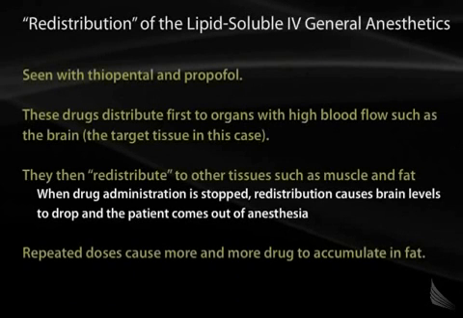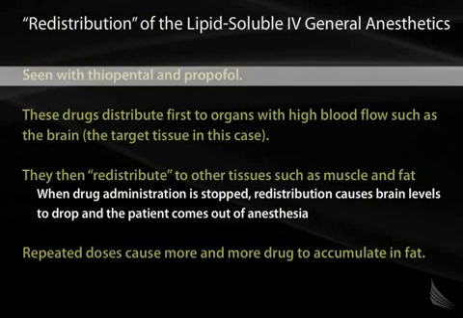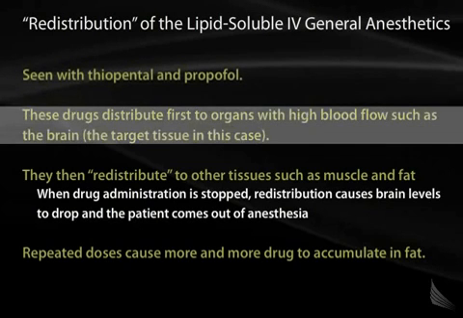An important concept for the boards as well is redistribution of medications that are lipid soluble. A perfect example of this would be the intravenous general anesthetics. This concept is seen especially with medications such as thiopental and propofol, which are the most commonly given intravenous general anesthetics. These medications work by first distributing to organs with high blood flow, such as the brain, and this is generally considered the target tissue for these IV anesthetics.